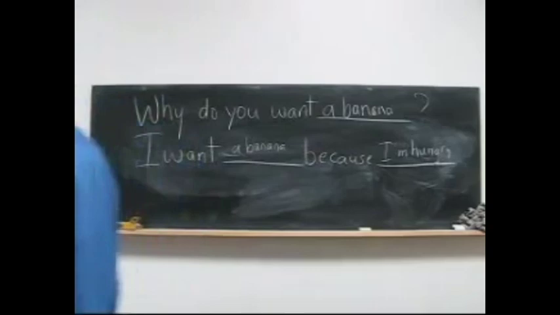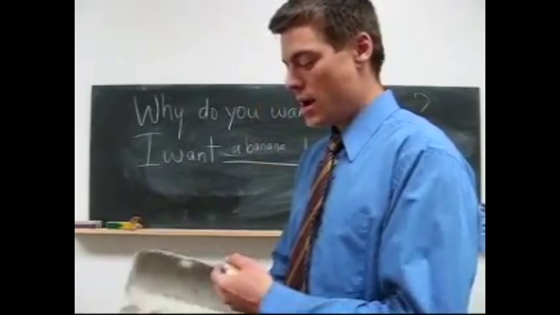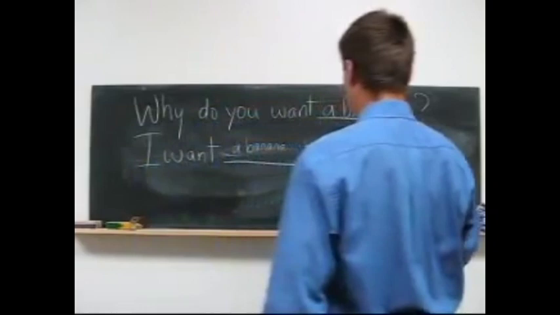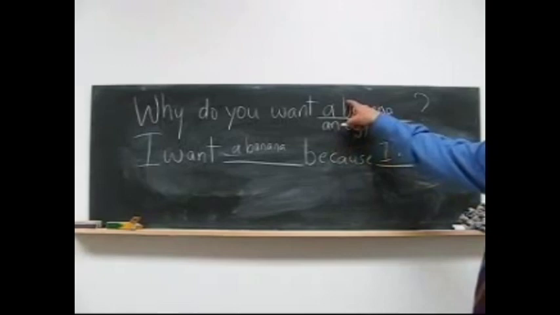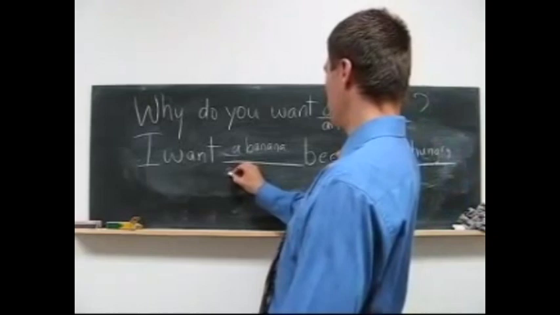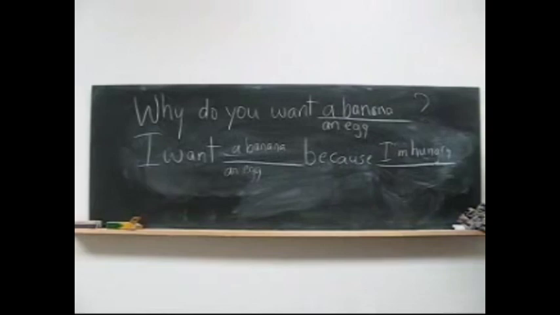Similarly, why do you want an egg? I want an egg because I'm hungry. Why do you want an egg? Remember, if there's a vowel, use "an"; if it's a consonant, use "a". A banana, an egg. I want an egg because I'm hungry. Same thing. Oh, look, I dropped the chalk on the ground. Oh, I'm sorry. I'm so sorry.